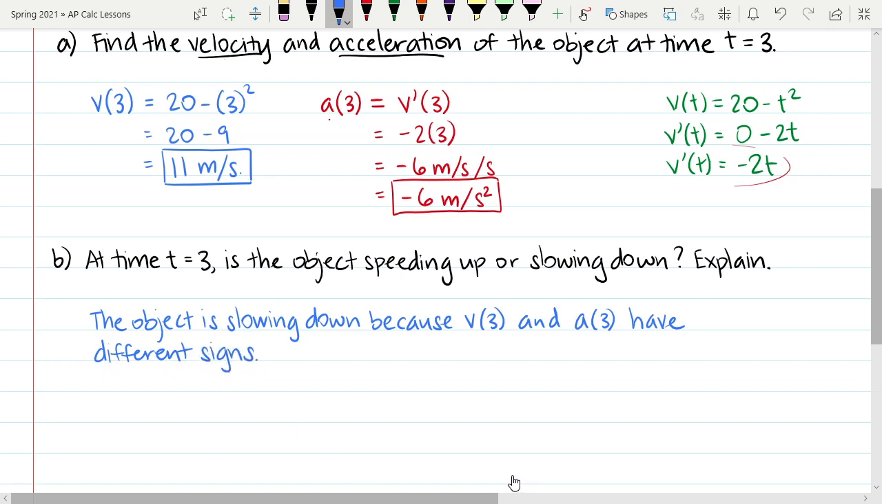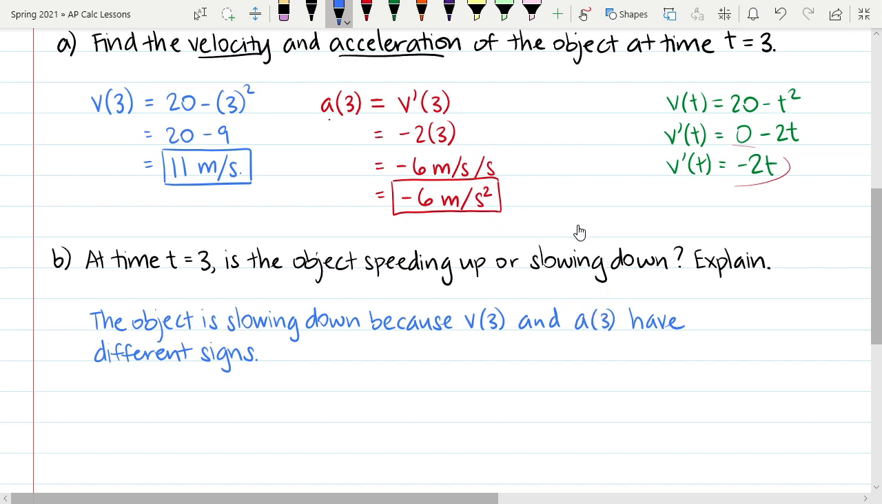One of them is positive and one of them is negative, but it's not necessary for us to get more specific than that, because all that matters is that v of 3 and a of 3 have different signs, and our work above justifies that statement. Now, if velocity and acceleration at a time were both positive, or both negative, if they had the same signs, then the object is speeding up.